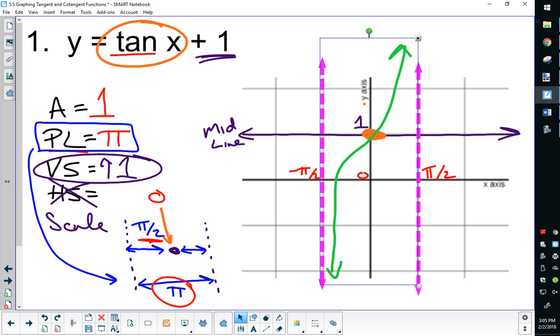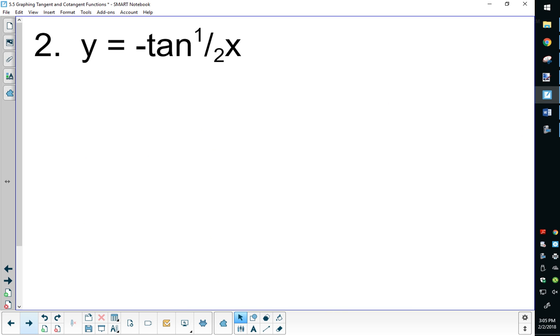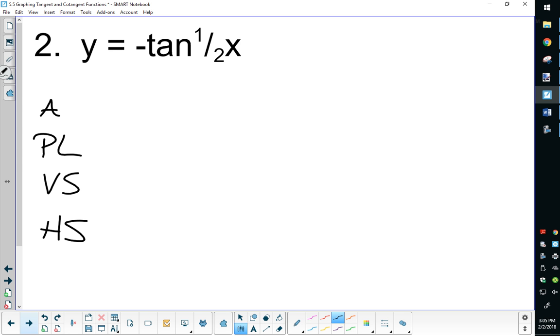Okay. Let's look at number 2. Number 2, negative tangent 1/2 x. Amplitude, period length, vertical shift, horizontal shift. Z, what's my amplitude going to be? It's 1. What else is with that amplitude? It's negative, so it means it's flipped. So it's 1 and it's flipped. I'm going to underline that, make sure I don't forget it here in a second. It's 1 and it's flipped.